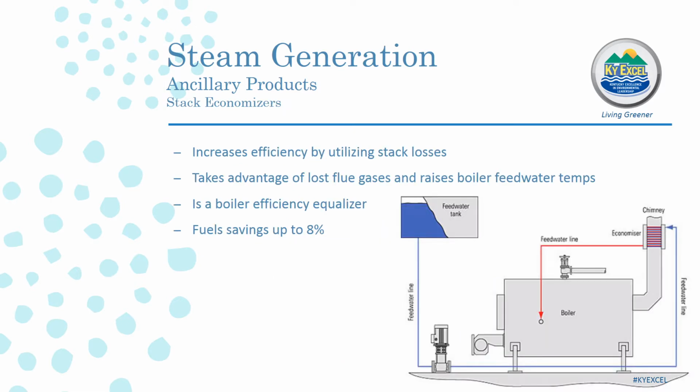Stack economizers increase efficiency by utilizing stack losses, taking advantage of lost flue gases and raising boiler feed water temperatures, thus acting as a boiler efficiency equalizer and increasing fuel savings up to 8%.